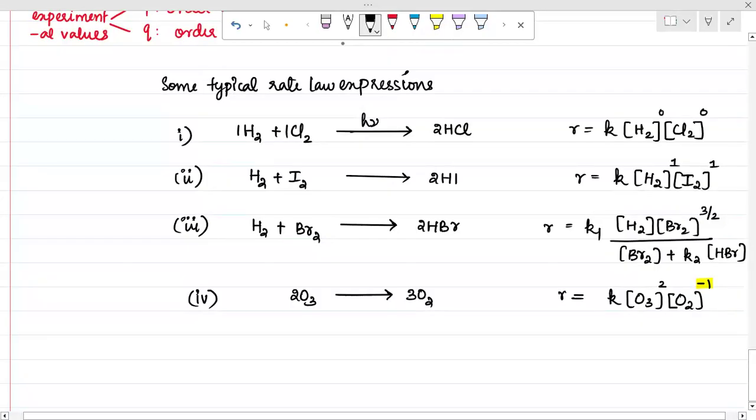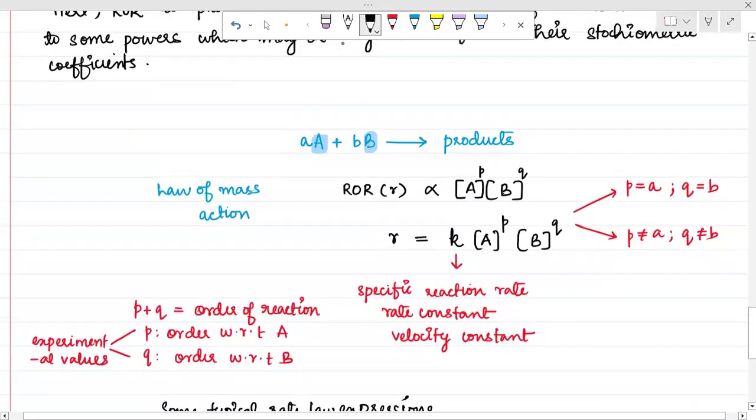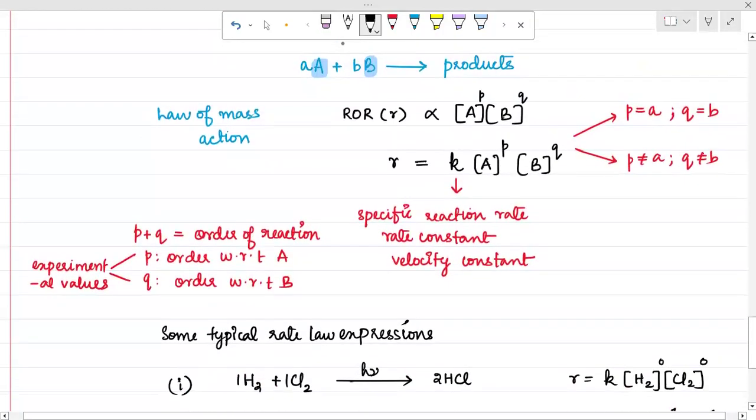Simply what we are learning is, when you have some reaction, you can calculate the rate expression, wherein it depends on the concentration of the reactants raised to some powers which may or may not be equal to the stoichiometric coefficient. That's all, and I hope it is clear to you.